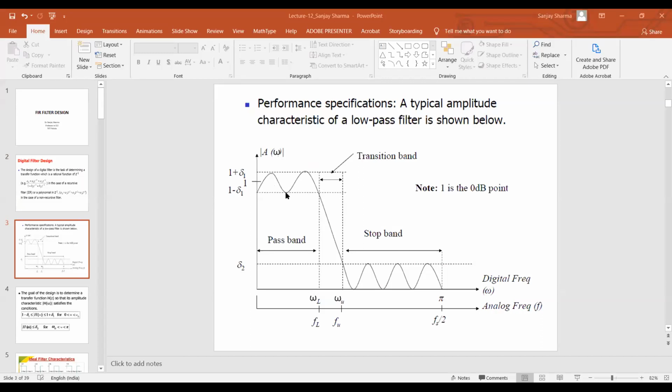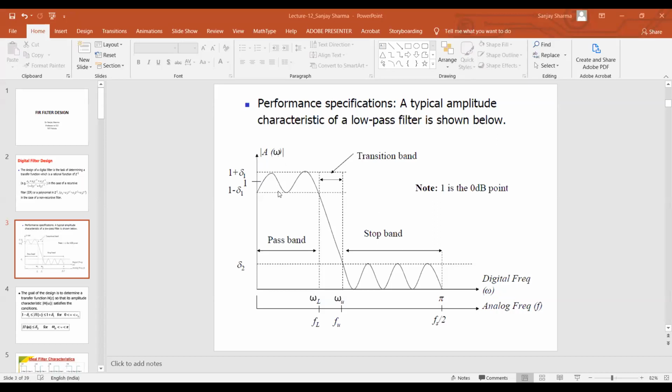Now, how much ripple is there? If you see, up to this point is the pass band of the filter. Along the x-axis is the frequency. I'm particularly talking about digital filters, so I will talk about digital frequency. A separate axis I have drawn equates the analog frequency with the digital frequency, but that's not important. At present, along the x-axis is the digital frequency, and along the y-axis is the magnitude response of the filter. Now, this is the gain 1 or 0 dB.